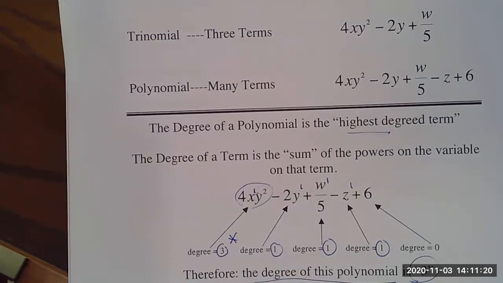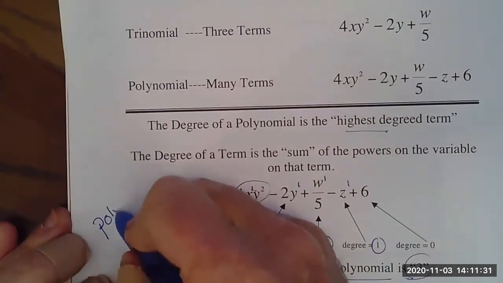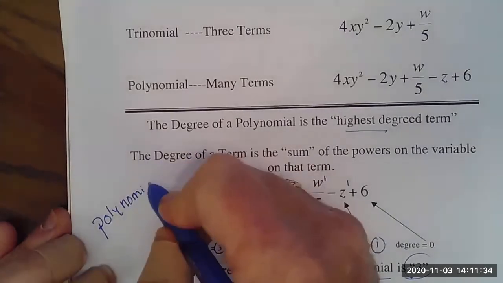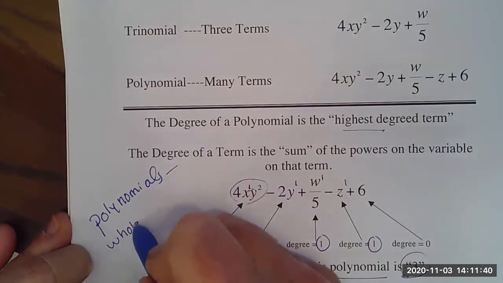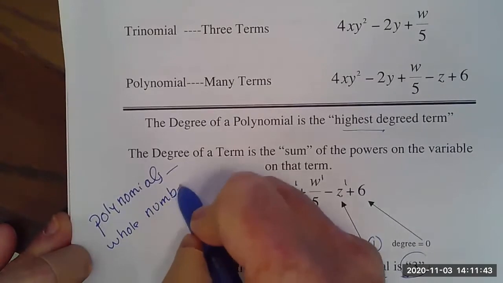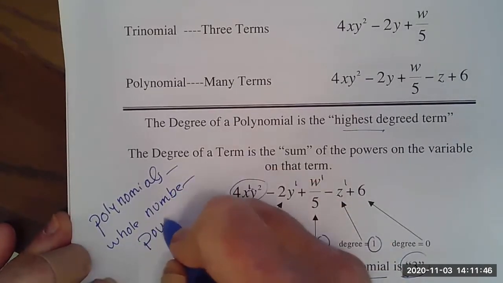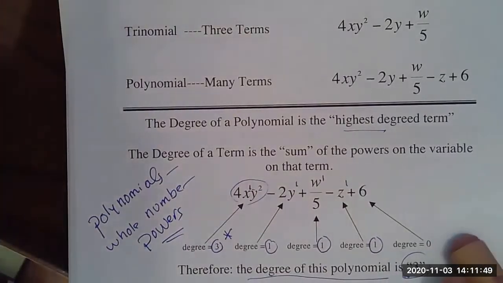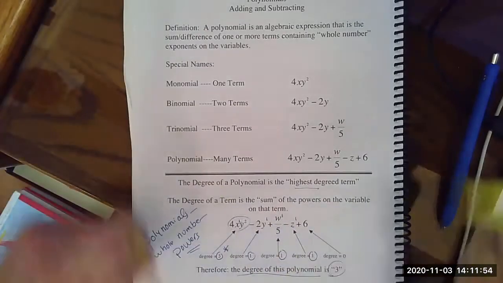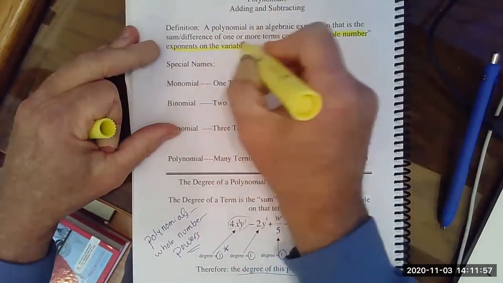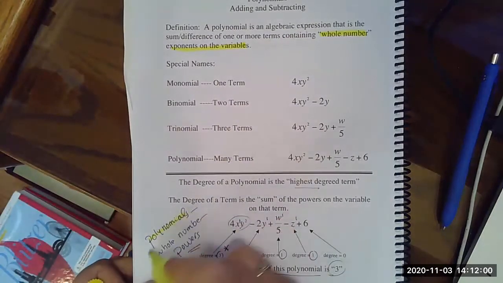Oh, and by the way, a polynomial always has whole number powers. Polynomials, I have it at the top as well. Whole number powers. See, I have it at the top of this as well. I just noticed it right here. Whole number powers or exponents on the variables. Same thing here.